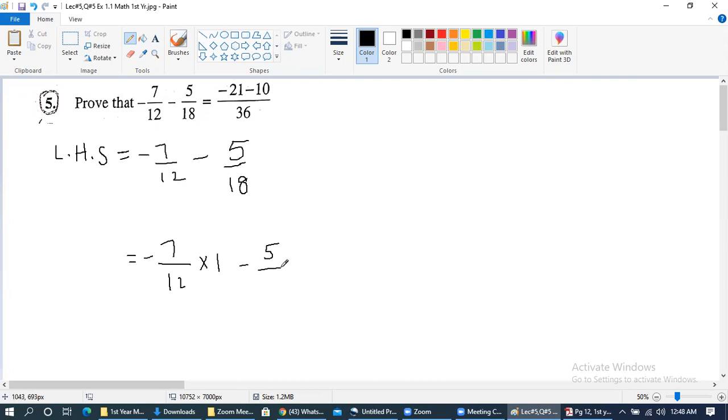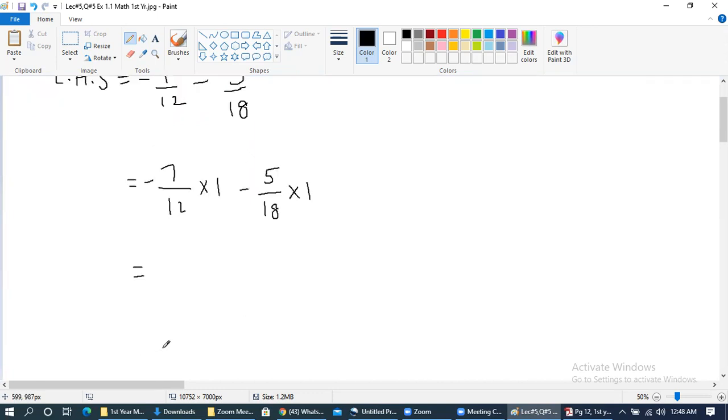Similarly, 5 by 18 can also be multiplied by 1, because 1 is the multiplicative identity of each and every real number. Now, 12 and 18 are the denominators, and they are not the same. These must be made similar, so we have to find the LCM here, the least common multiple. On the left side, I'm doing the least common multiple process. So what is the procedure for that?